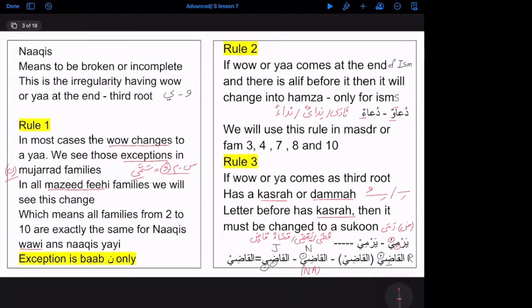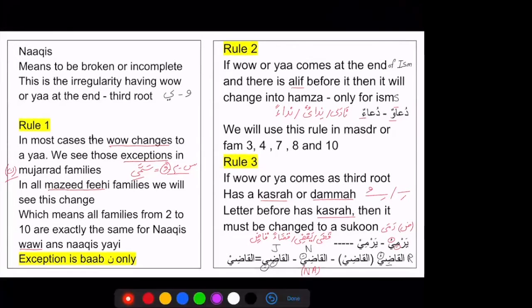Okay, now rule number 2. If waw or ya comes at the end of an ism and there is alif before it, then it will change into hamza. So basically it is saying the rule of masdar, right? Example is du'awun. It should be du'awun as a masdar, but we don't say du'awun, we say du'a'un. So what happened? That waw or ya is at the end and it is mutaharrik, and before that is alif, right? So if we have alif before it, this weak letter, either waw or ya, is going to change into hamza. So this is how du'awun becomes du'a'un.